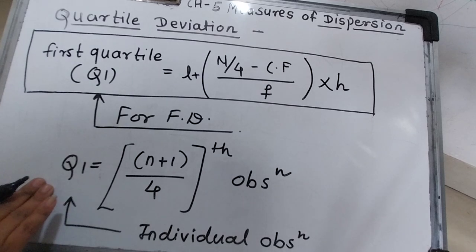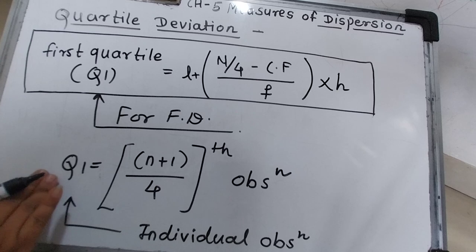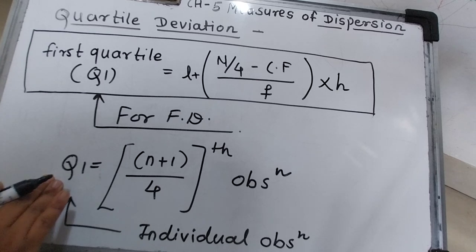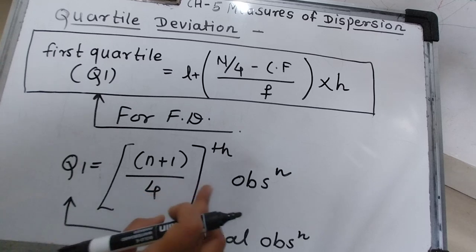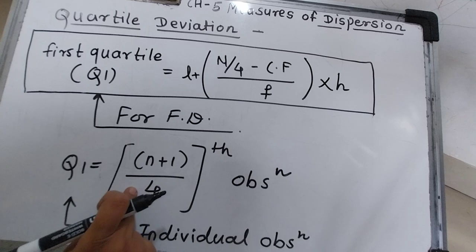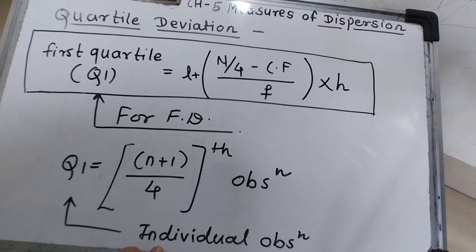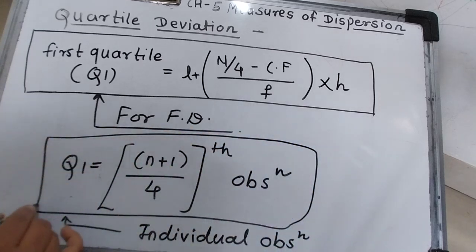Now, the second name, this is Q1, means first quartile. The formula small n plus 1 divided by 4 observation. See, this is used only when observations are given. See the difference. This is used only when individual observations are given.